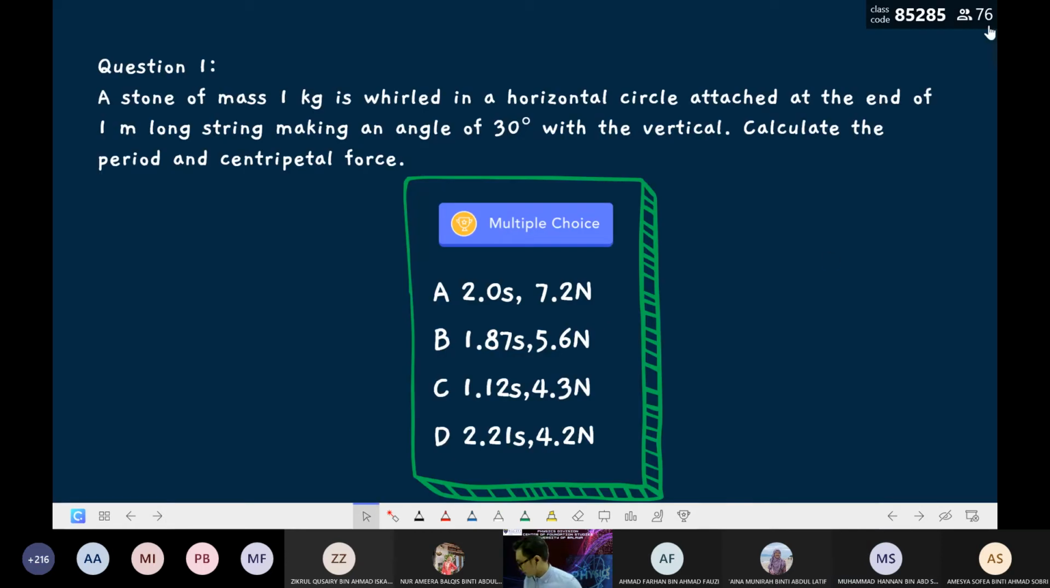Okay, next question. Okay, I will open this. 76 je yang join class point. Makin lama makin tak ni kan.